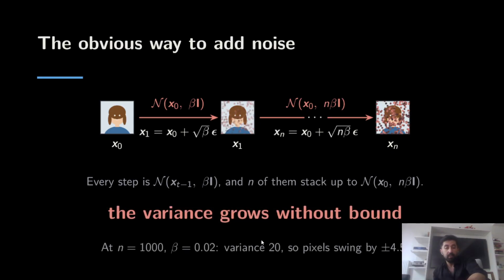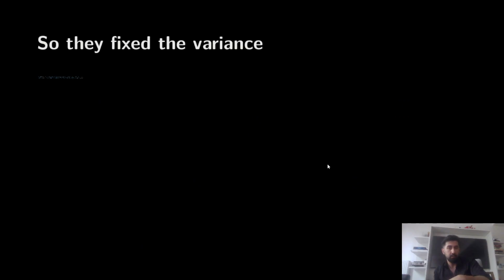If we replace the numbers in the paper, with n equal 1000 and beta equal to 0.02, the variance is 20. So the standard deviation is 4.5, radical variance. So every pixel is swinging by plus or minus 4.5, which is a lot. This is what we call exploding variance, and it was a problem which the paper authors had to solve.